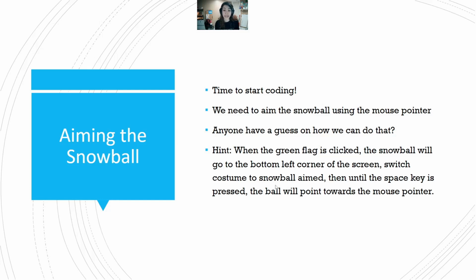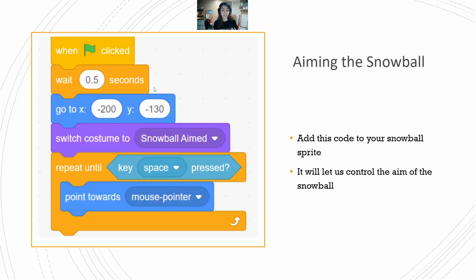Switch costume to aimed snowball. Then until the space key is pressed, the snowball will point towards the mouse pointer. So let's add this code to your snowball sprite. Let's start with a trigger. We'll wait 0.5 seconds and go to these X and Y coordinates.